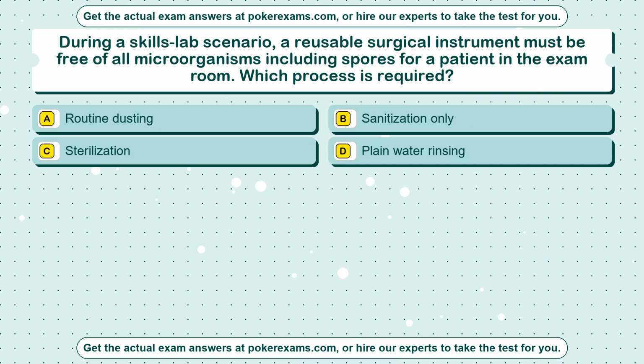Question 94. During a skills lab scenario, a reusable surgical instrument must be free of all microorganisms including spores for a patient in the exam room. Which process is required? Option A, routine dusting. Option B, sanitization only. Option C, sterilization. Option D, plain water rinsing.